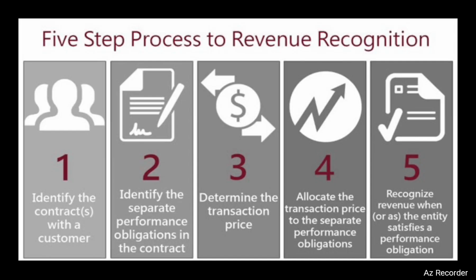Step number 5, recognize revenue as and when the entity satisfies a performance obligation. Generally, revenue is recognized over the time or at the point in time. It will be recognized over the time in case of continuous supply of goods and services. Depending upon the progress of performance obligation, it will be recognized. It will be recognized at the point in time when control is passed to the customer immediately at a single point. In such a case, the revenue will be recognized immediately.